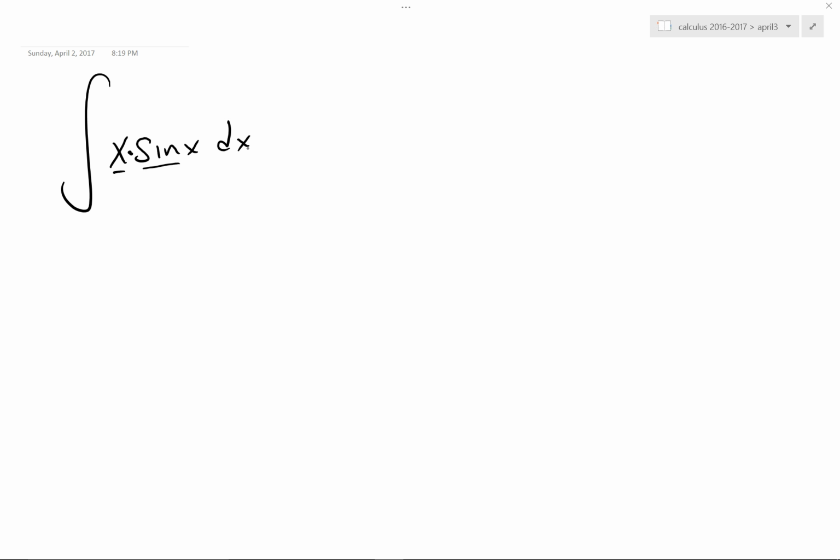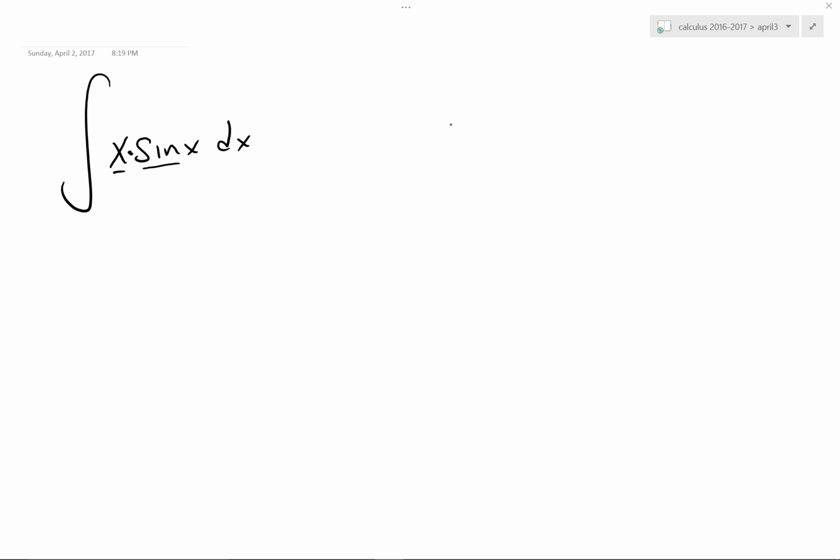Whenever I see a product, my first instinct is always, is one of them a derivative of the other one? For instance, we did this last week. We had 5x e to the x squared or something. You're like, wait a minute now. This is a function in a function, right? And the derivative of that is sort of that. That's a substitution rule. But today, that's not true here.